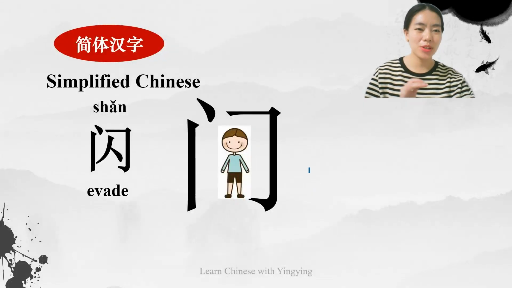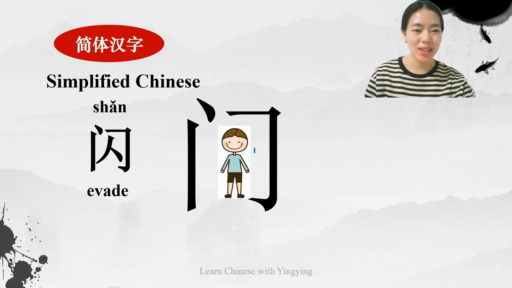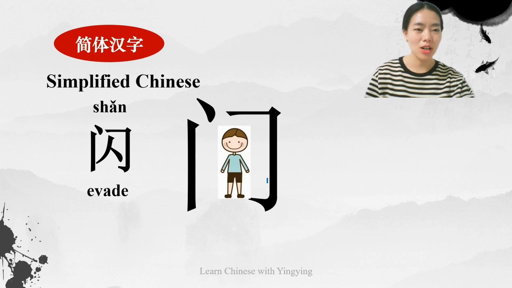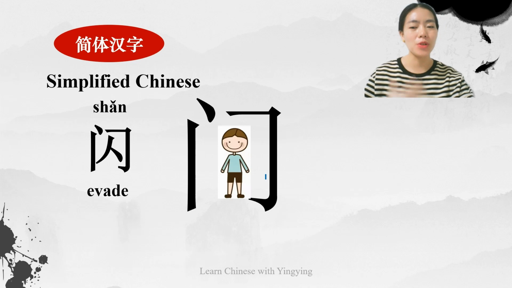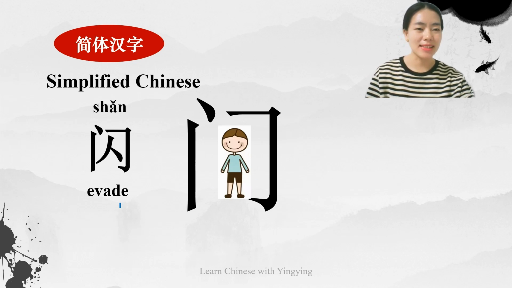And the next word we are going to learn is 闪. 闪. One of the meanings is evade. So do you notice it's the door and a person inside of a door. So when you lock yourself inside, it's kind of like you evade somebody. So one of the meanings is evade.